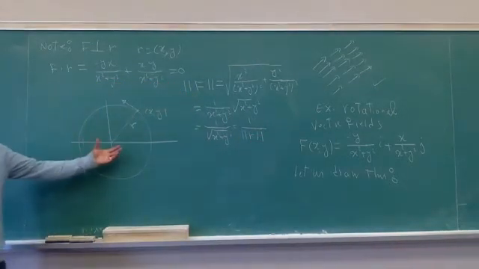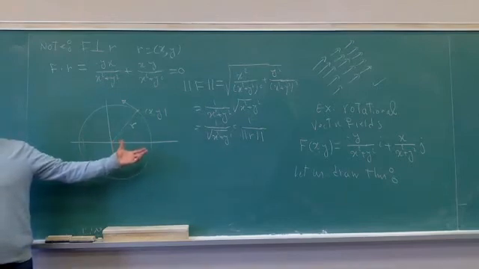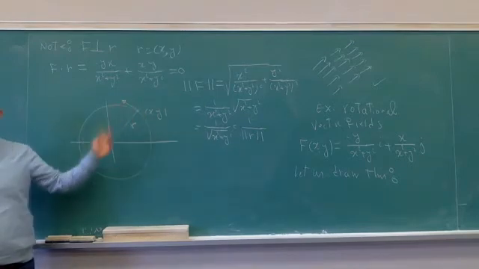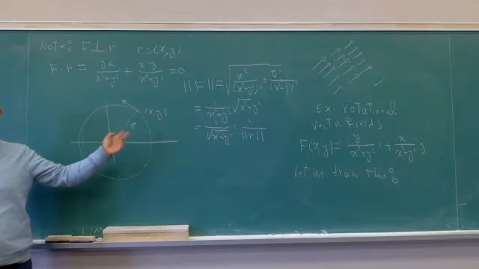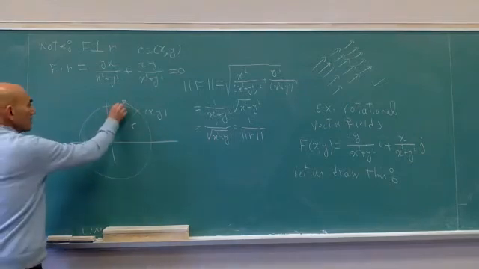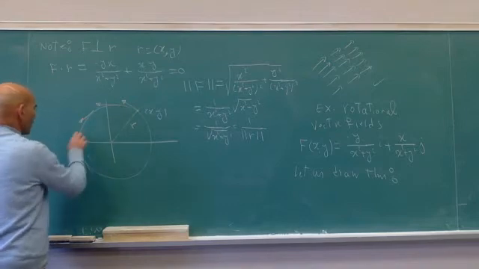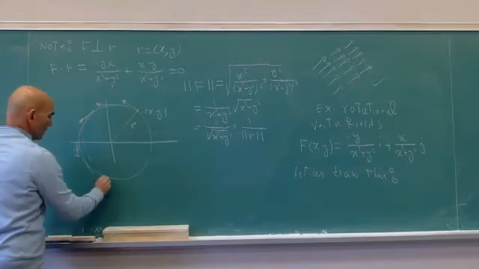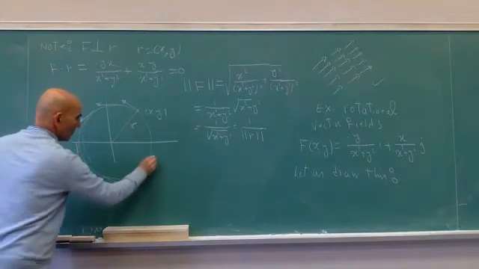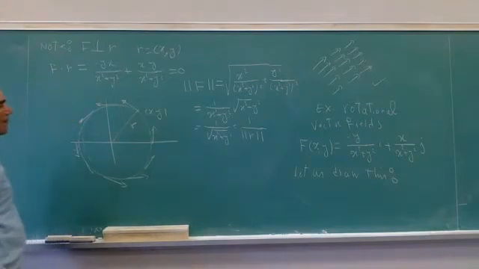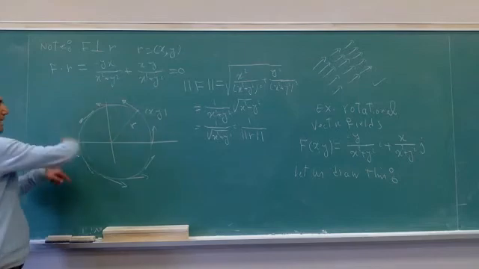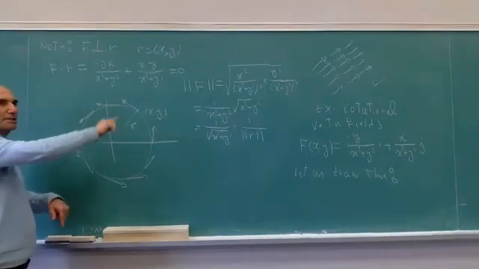So that's 1 over the magnitude of r, which is the position vector. Aha. So if you are at a fixed distance from the origin, the magnitude of the field doesn't change. The field itself is changing. Okay. So the magnitude is constant on each circle.